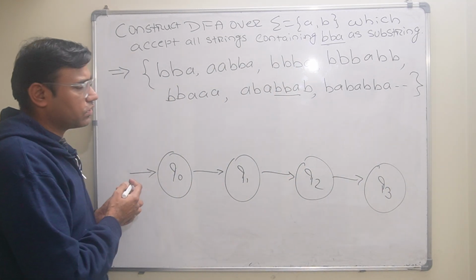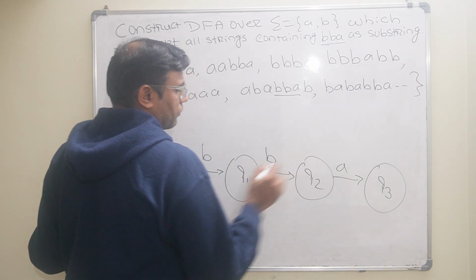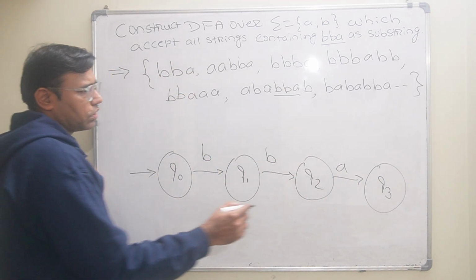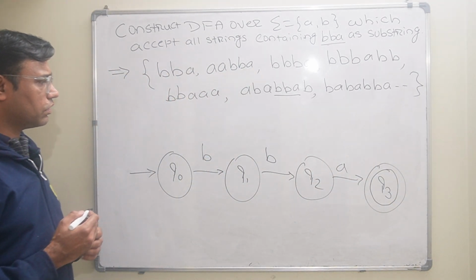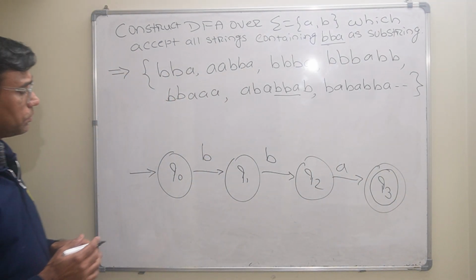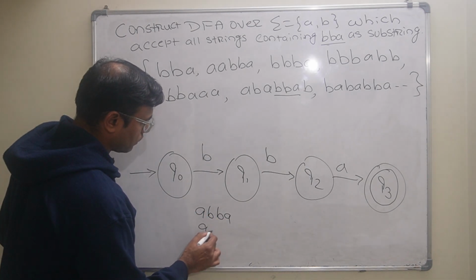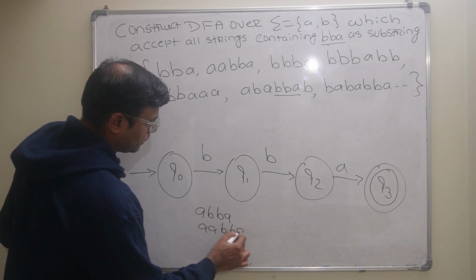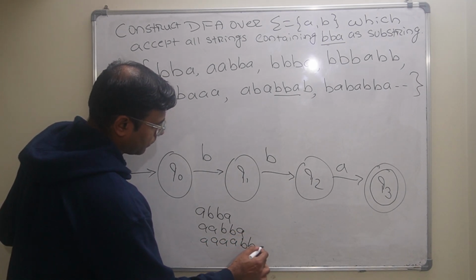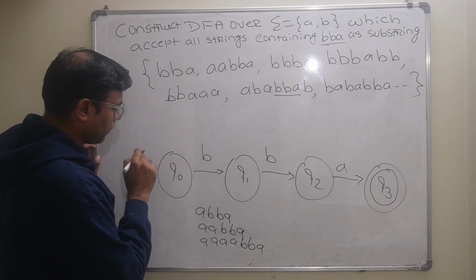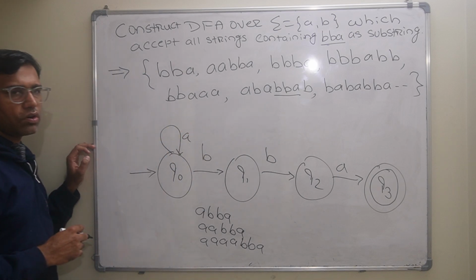Now let us see the first string, which is bba. So I will write here bba. So here Q3 will be the final state. Now the string can start with a or start with b. If it starts with a, I will write the strings abba, or aabba, or aaabba, for any number of a and then bba. So if you apply the loop of a on Q0, it will solve our problem.